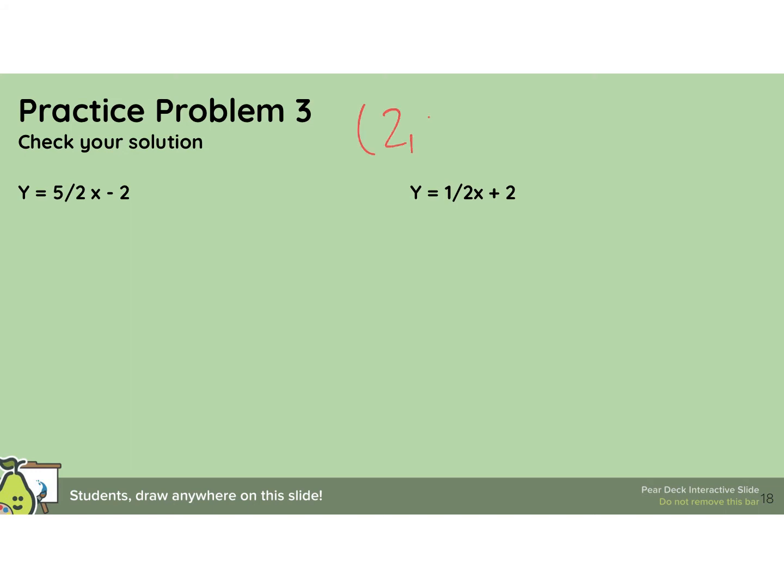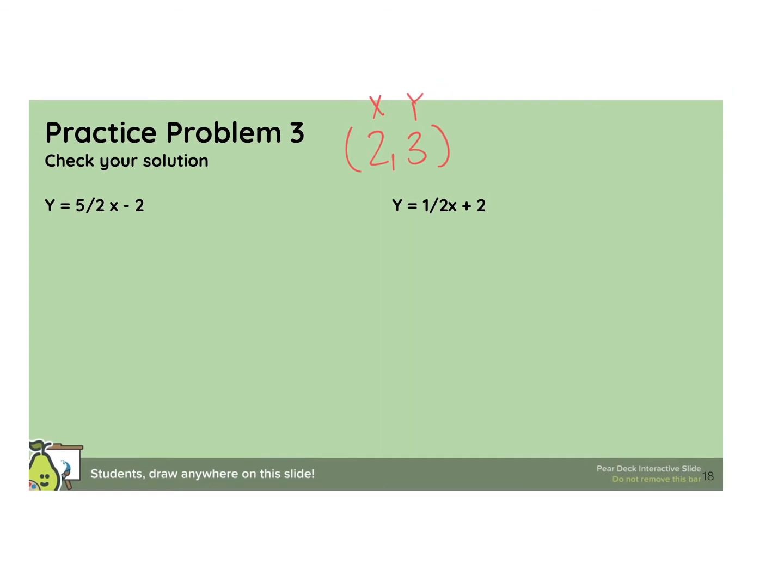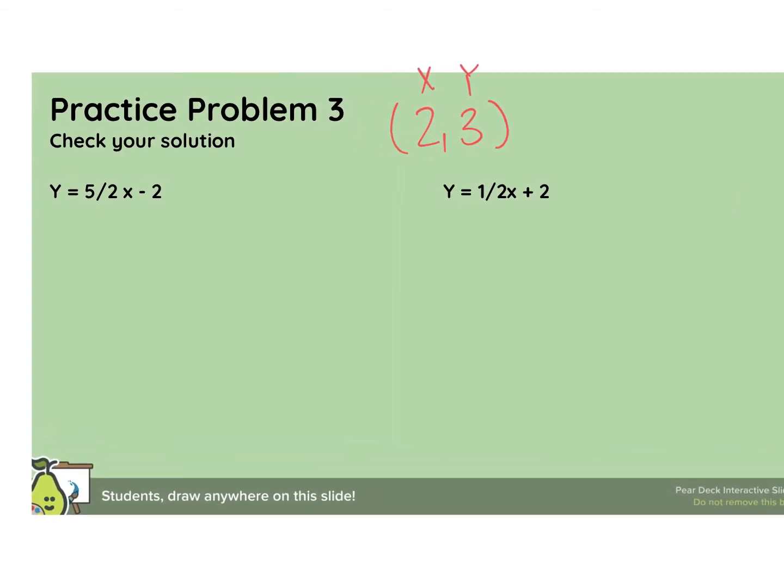So I'm going to write my solution, remind myself that 2 is my x and 3 is my y. So when I plug this in, instead of y, I put a 3. And then I have 5/2, and then for x, it's 2, but I'm going to make it a fraction since I'm multiplying it by a fraction. Then I need to subtract 2. So let's see. The 2's divide out. So I'm left with just 5 minus 2. I get 3 equals 3. So it works for the first equation.